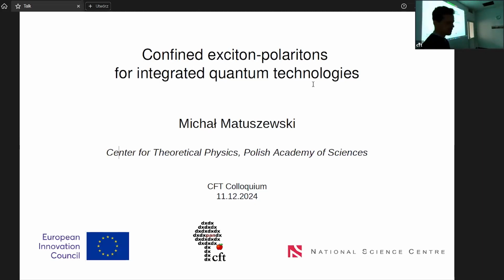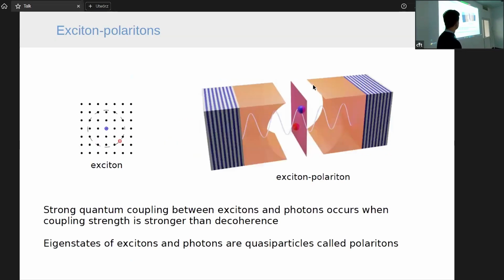So today I would like to talk about exciton-polaritons and how they can be used for integrated quantum technologies. I've been working on exciton-polaritons for many years now in collaboration with experimental groups. There was some discussion recently about the colloquium and the necessity to provide an introduction. So I will try to make an introduction so that people in the field of astrophysics can hopefully take something from it. I will start with an introduction to the topic.